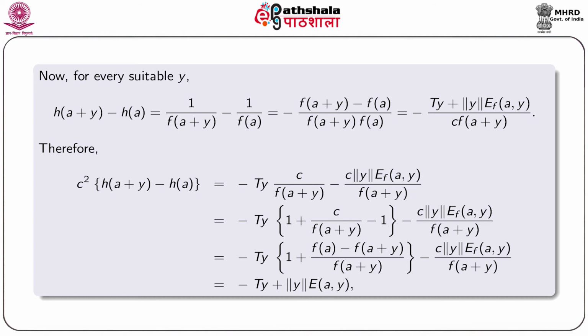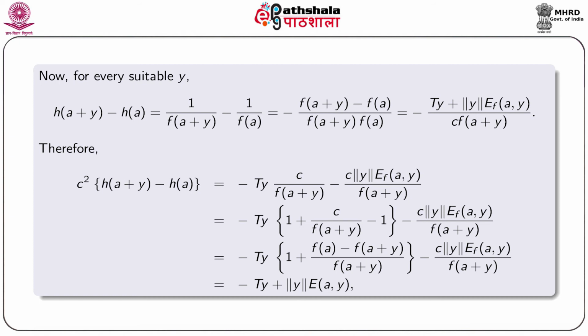Now, why this term c squared? If we recall, whenever we want to find the derivative of some function f, where f is a real valued function of a single real variable, if f(a) is not 0 and f is differentiable, then the derivative of 1 by f at the point a would be minus 1 upon f(a) squared times f'(a). So, here c squared is nothing but f(a) squared. That is why we are considering the term c squared.